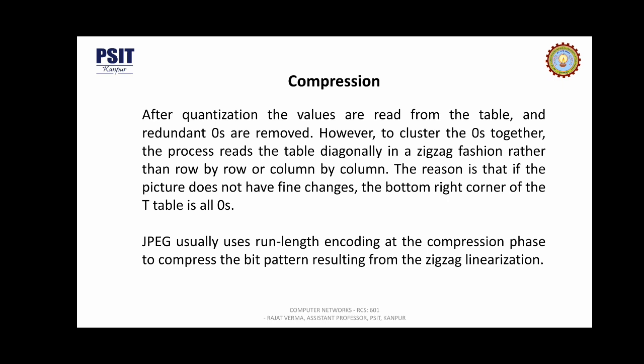all zeros, right? Now here JPEG usually uses run length encoding in the compression phase to compress the bit pattern resulting from the zigzag linearization. Now we can move on to the graphical illustration of this.